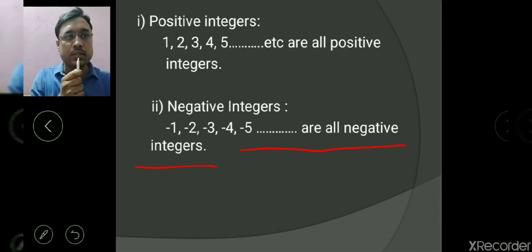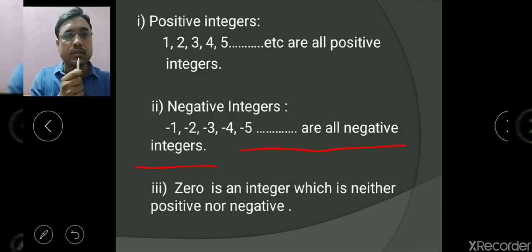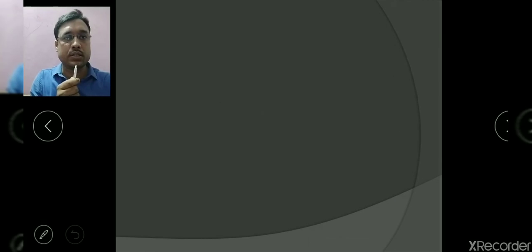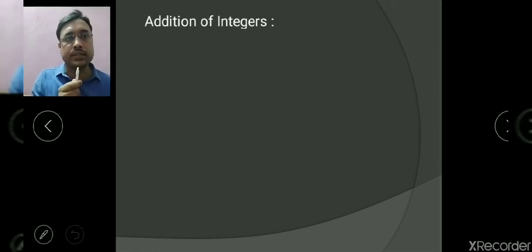Okay students, now about the 0. What is 0 here? 0 is an integer which is neither positive nor negative. It is just neutral, we can say. We cannot give the sign positive or negative with 0. It is neither negative nor positive. That's clear.